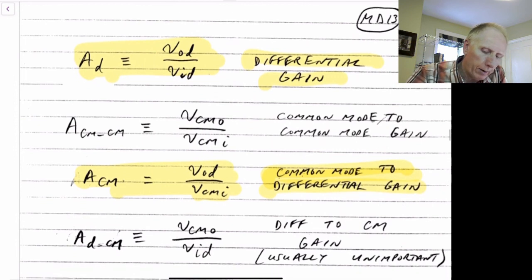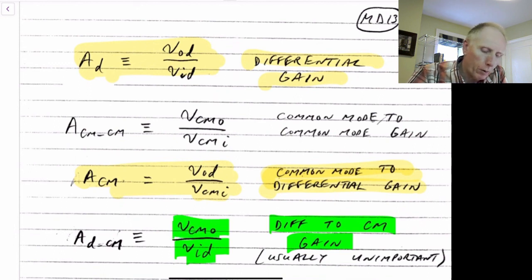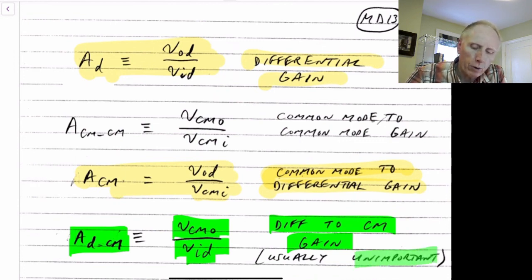And then finally, we have the differential to common mode gain, from the input differential to the output common mode. We call that A sub D sub CM. That generally is not that important because normally we're not looking at the output common mode signal. That's not something of interest to us. The output differential signal is.